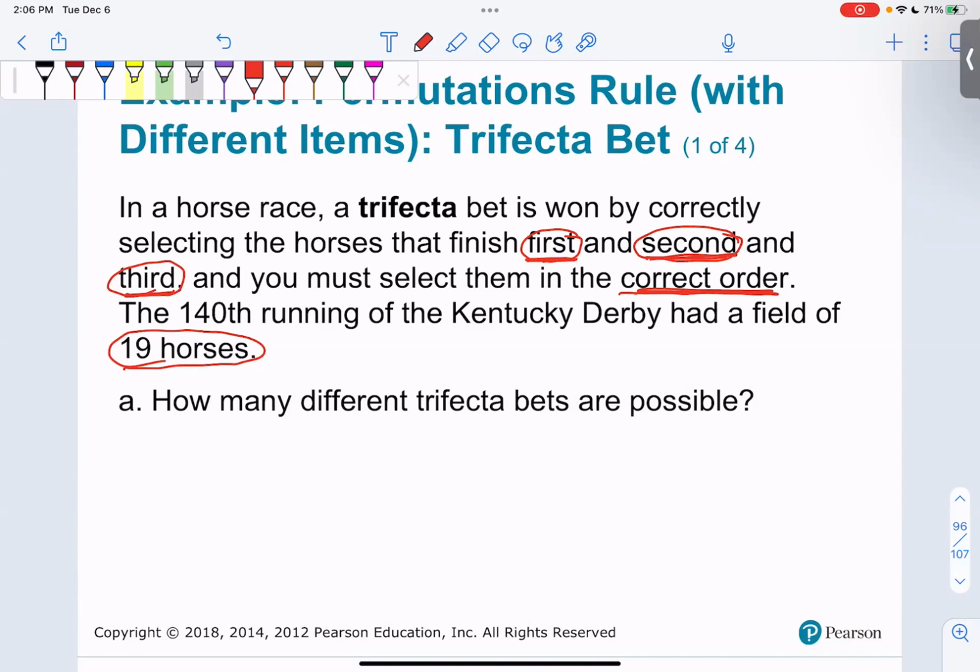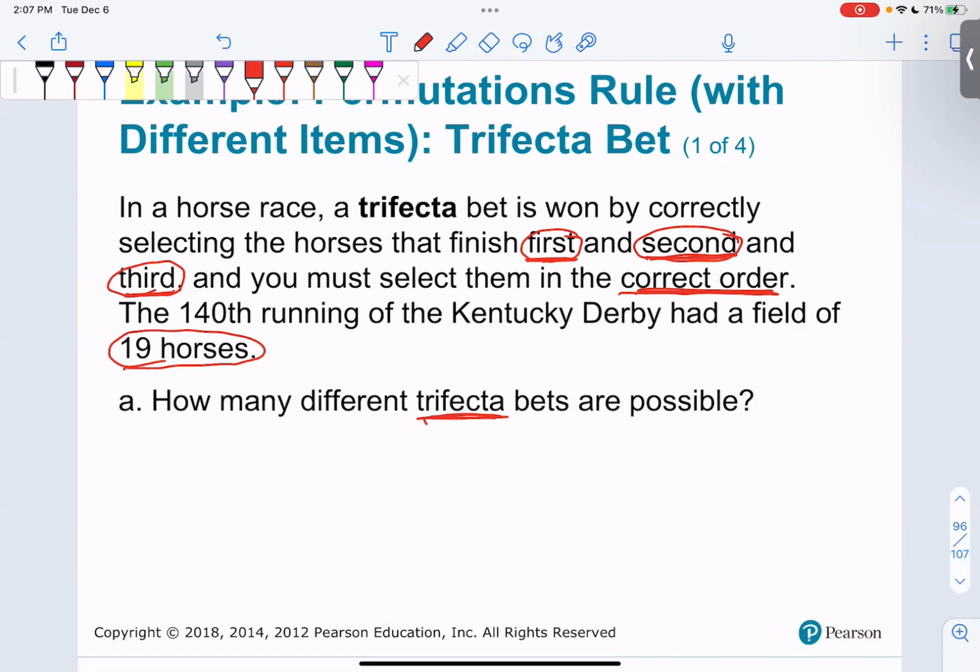Okay, so how many different... what's this word? Can you read it for me? Trifecta. Okay. Even I don't know what those mean. But okay. So how many possible do we have?